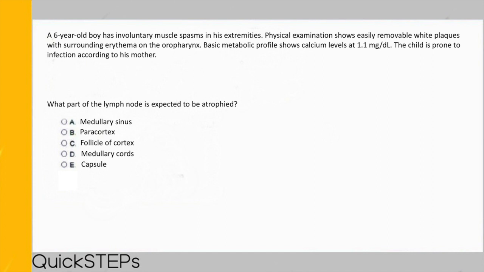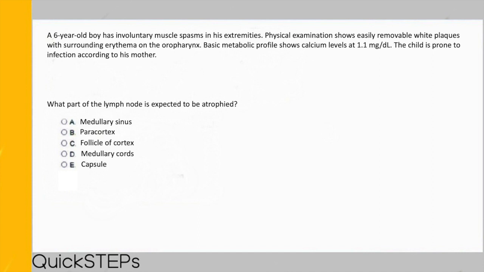So why do they give us muscle spasms? Well, anytime you have low calcium, you could go into a state of tetany or involuntary muscle contractions, right? Because you get closer to the depolarization threshold. This is a very common way that the boards test DiGeorge syndrome. DiGeorge syndrome is chromosome 22q11.2 deletion. I would just memorize chromosome 22.